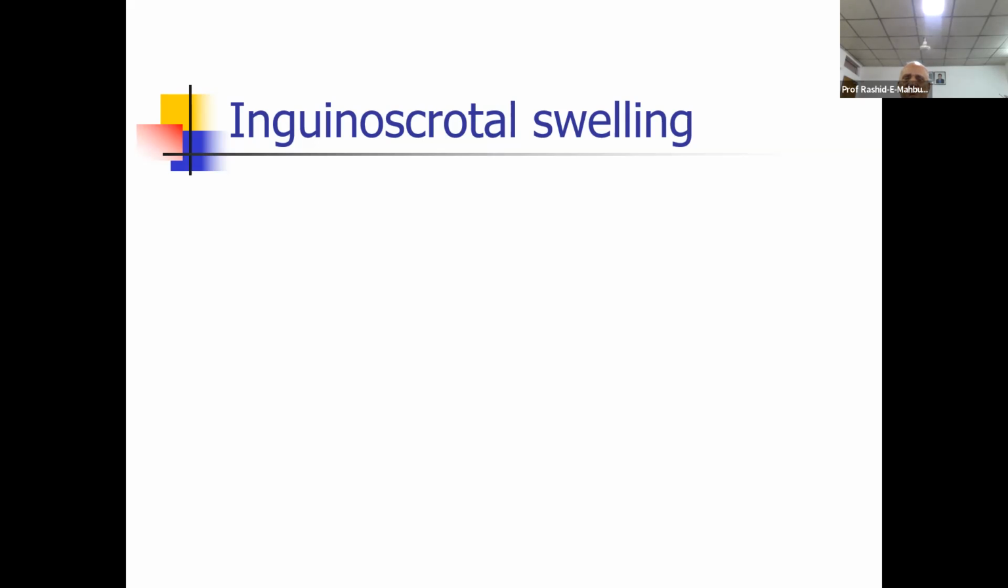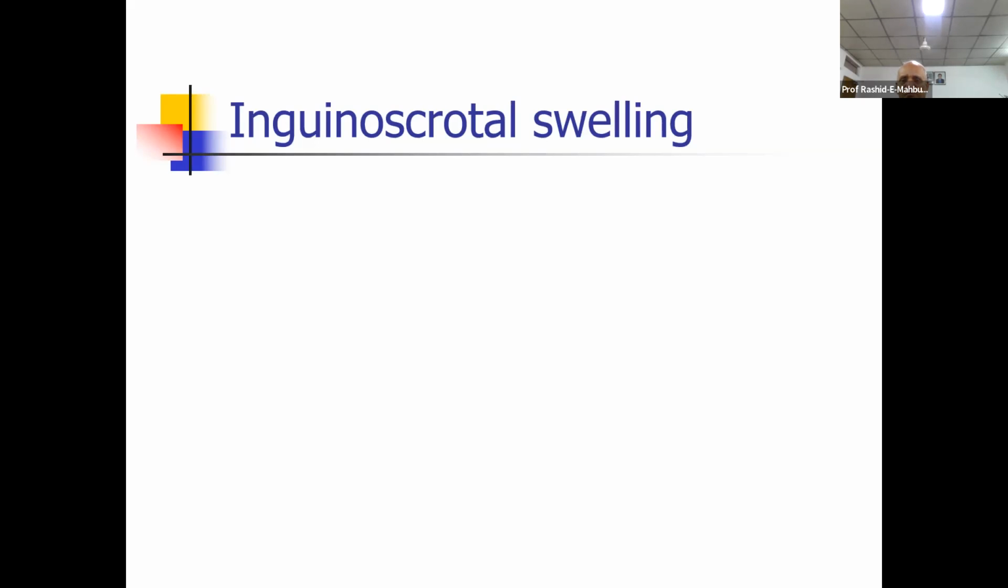Detection is very simple, because you should always examine an inguinoscrotal swelling in the standing posture. You won't be able to examine him lying down, because there is a passage between the inguinal region and the abdomen, so the contents can go back there. So that is the first thing. Always examine the inguinoscrotal swelling in standing position, so that you can see the bulging of the inguinal regions. That is one way.